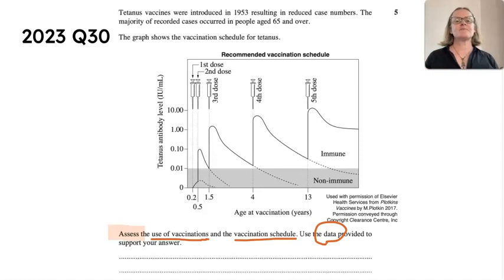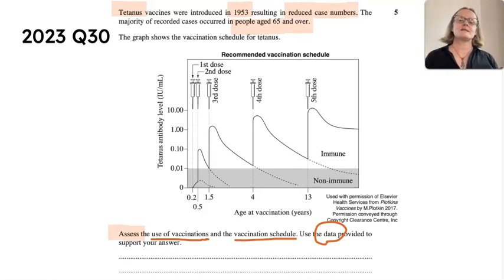So let's have a look at the stimulus. Start at the top, read everything. It says that tetanus vaccines, so we're talking about tetanus, this is an infectious disease, so this is module 7. They were introduced in 1953 and they reduced case numbers. So already I'm seeing some evidence that says that the use of vaccines is a good thing. Okay, so there's one piece of evidence. And you might think, well, that's not the stimulus, but it is part of the question, and the whole of the question is the stimulus. And then it says the majority of recorded cases occur in people aged over 65.